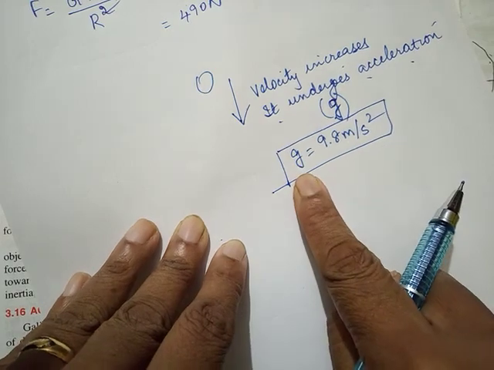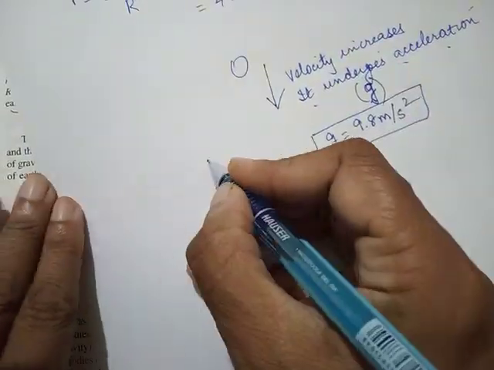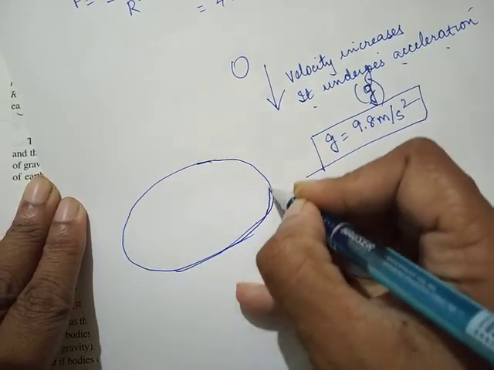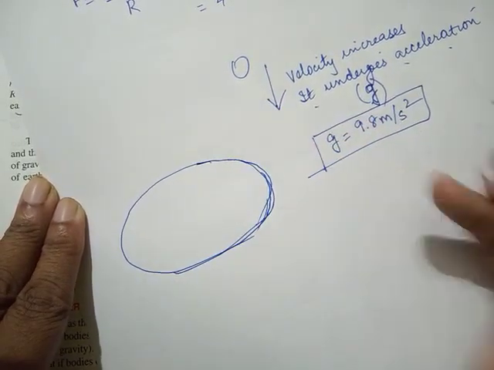The value of g slightly varies from place to place. Now, suppose you know that the Earth is not a perfect circle.